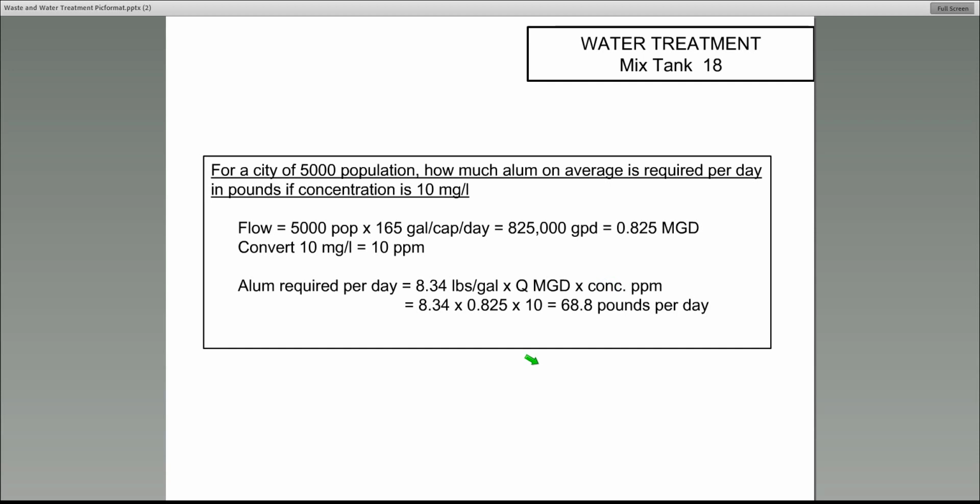So we know that the Q is 825,000 gallons per day. We got to convert that to MGD, 0.825. Concentration is 10, and you come up with 68.8 pounds per day. So this is a shortcut way, without going through a lot of conversions of milligrams per liter to gallons and everything else to get everything canceled out. This gives you the right answer every time.